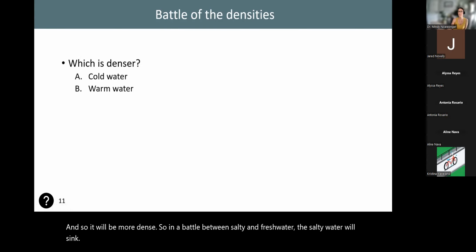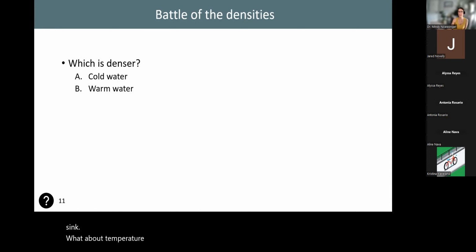What about temperature? Which is more dense? Cold water or warm water? Which will sink?